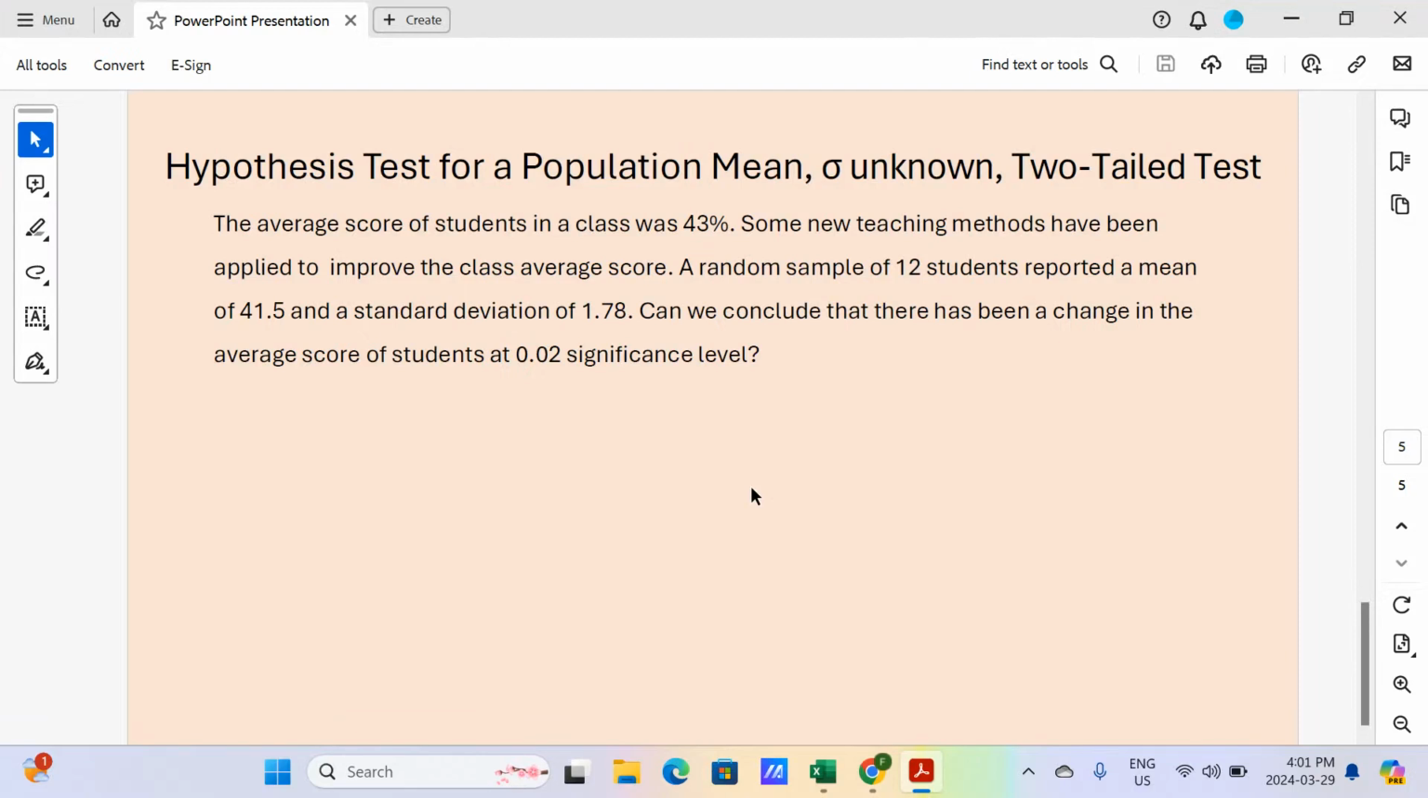In this video, we are going to do a hypothesis testing for a population mean when sigma, the population standard deviation, is unknown.